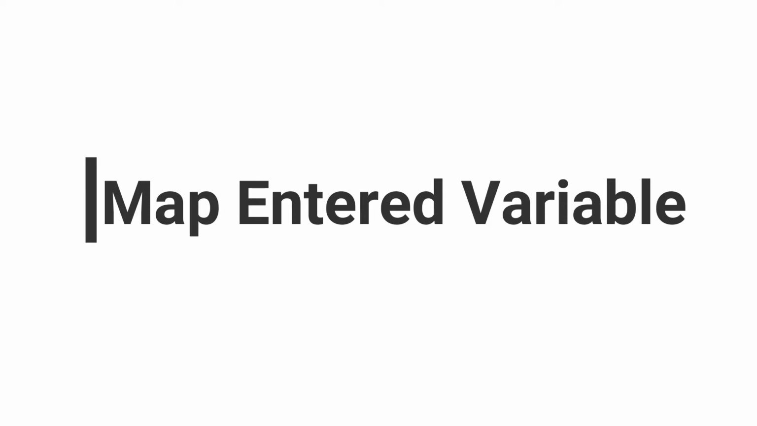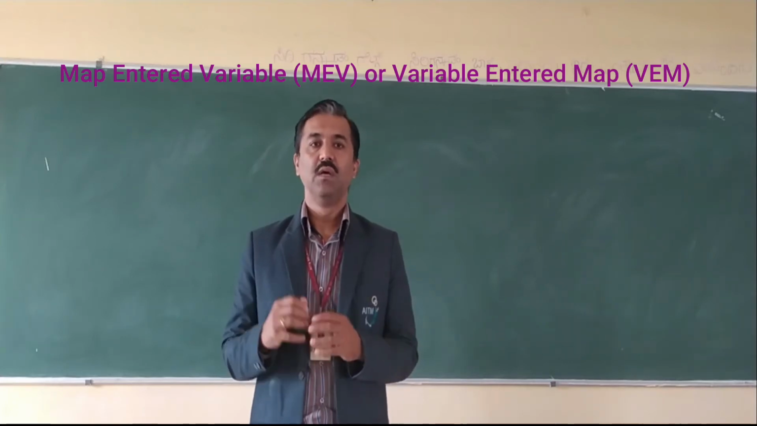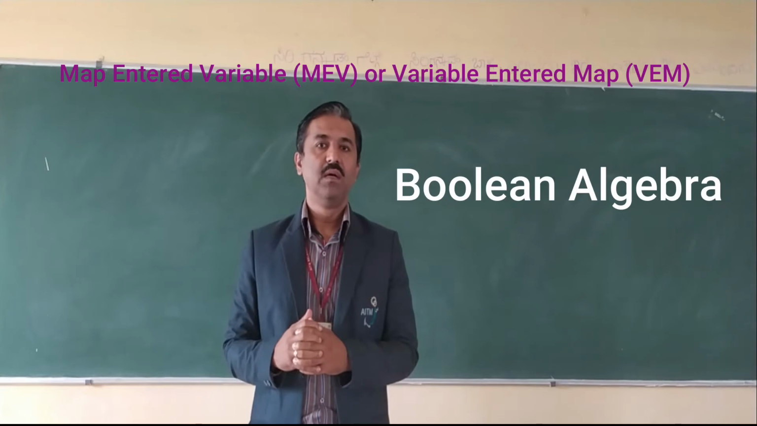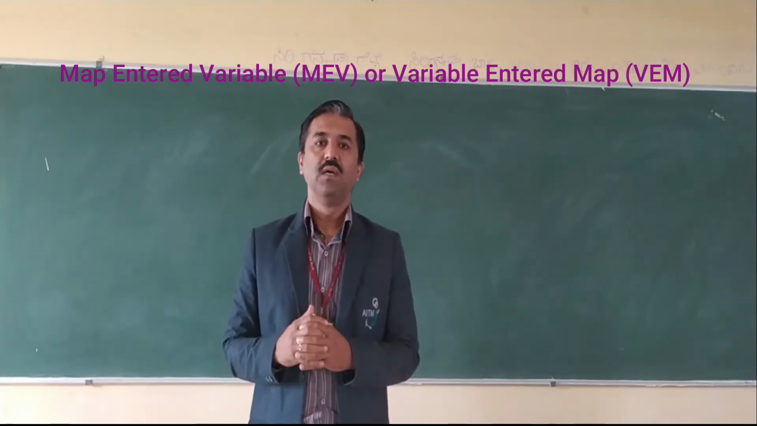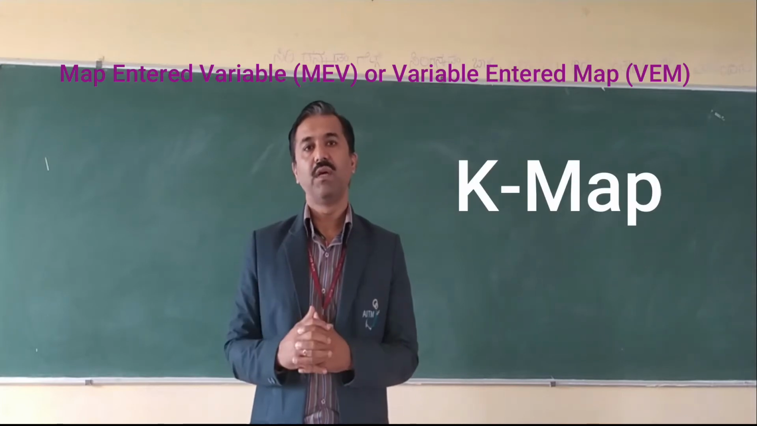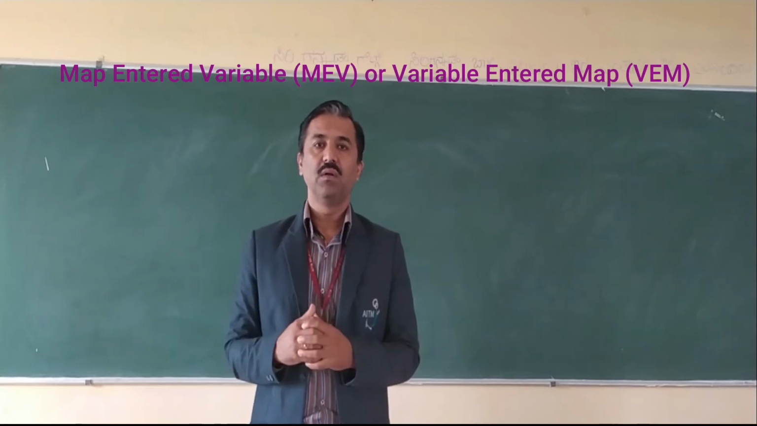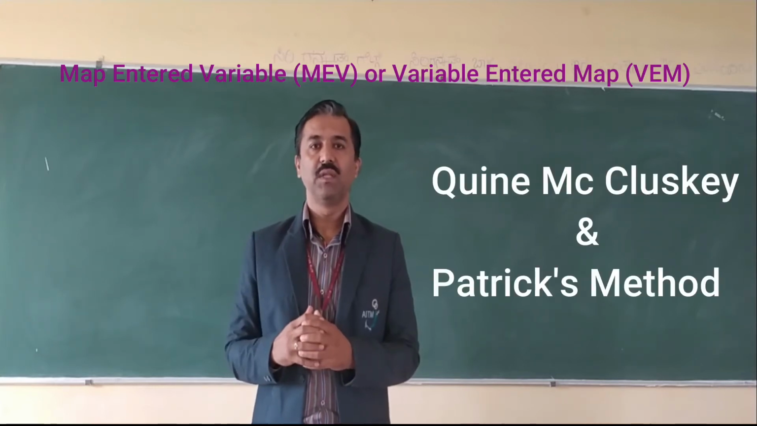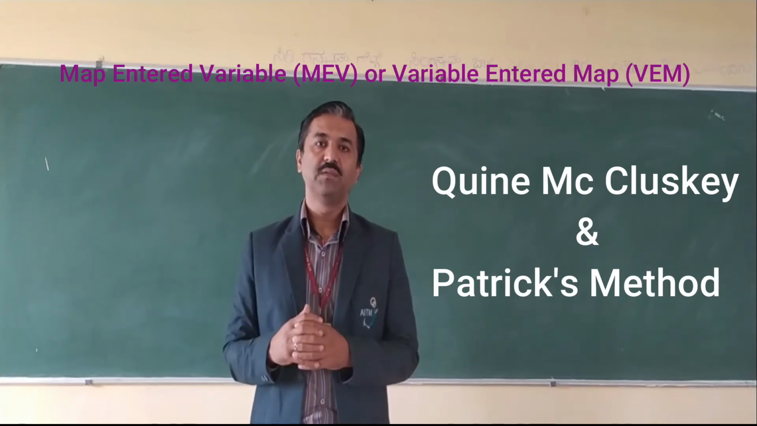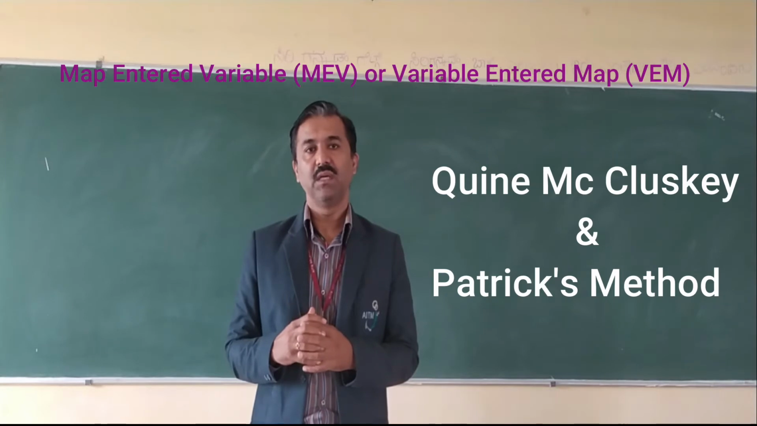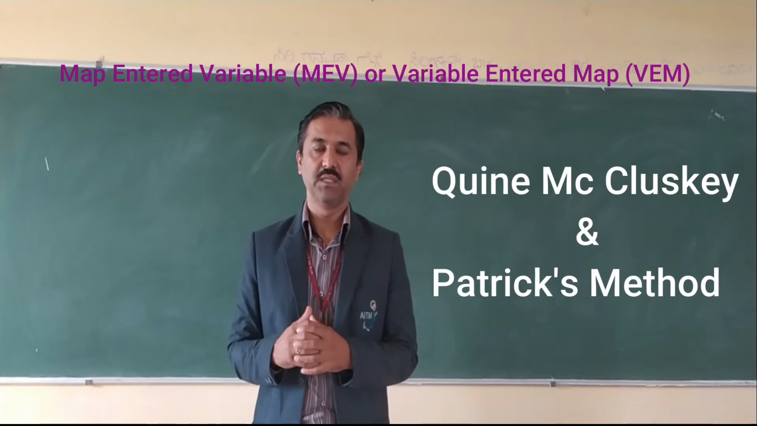In this class we are going to understand another concept of minimizing the Boolean function using map entered variable. You have gone through different concepts of minimizing the Boolean function. First was Boolean algebra, where you applied the Boolean laws and tried to minimize the function. Second was the K-map, a graphical method of simplifying the Boolean function. Later, we moved on to the Quine-McCluskey method, as well as Petrick's method of minimizing the Boolean function and finding the essential prime implicants and the prime implicants.